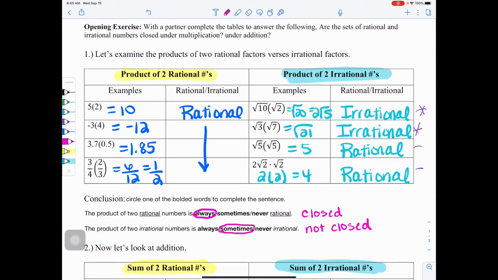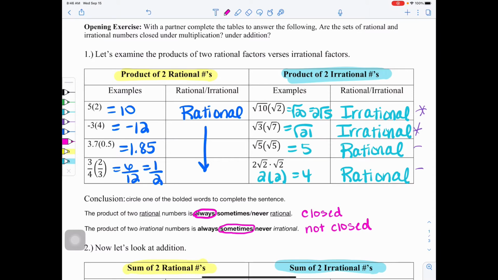But when you take a square root and multiply it by itself, like square root of 5 times square root of 5, you get 5, which is rational. And similarly underneath, 2 square root 2 times the square root of 2 ends up being 2 times 2 or 4, which is rational. So when you have to circle one of the bolded words, the first sentence should read, the product of 2 rational numbers is always rational, because all of the answers stayed in the rational subset. Therefore, we can say that it's closed.